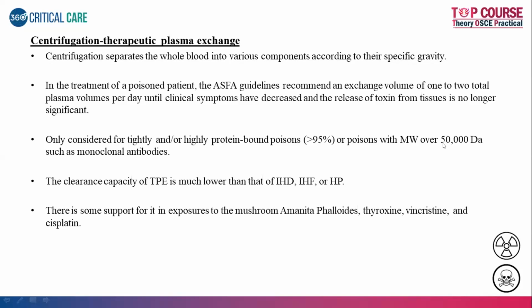And also, molecular weights over 50,000 Daltons can be removed by centrifugation techniques, especially monoclonal antibodies. But if you ask me the efficiency, it is very, very poor. The clearance capacity is very much low compared to other forms of extracorporeal removal. Other than monoclonal antibodies, some support for this process is in mushroom toxicity, thyroxine toxicity, vincristine and cisplatin toxicity. These can be removed with the help of centrifugation because their molecular weight is more than 50,000.